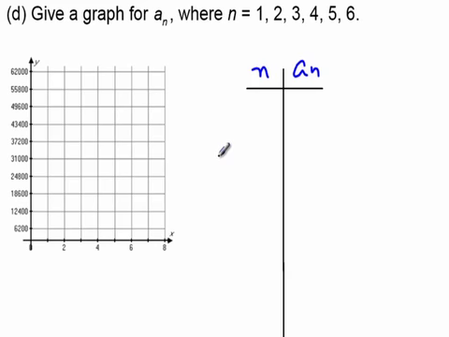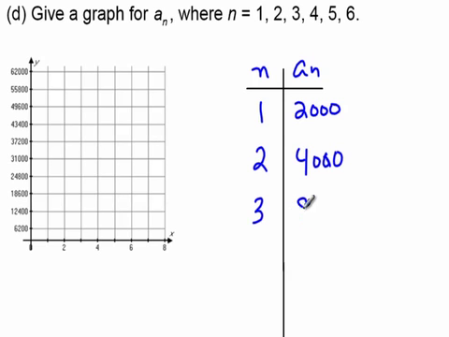Part D, give a graph for A sub n where n equals 1 through 6. So let's go ahead and find our values, plot our points. N equals 1, we're at 2,000. And then recall that as every 5-day period goes by, we're going to double the population. So after the second 5-day period, we're at 4,000 caterpillars.